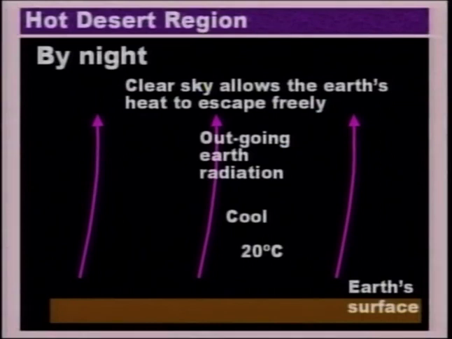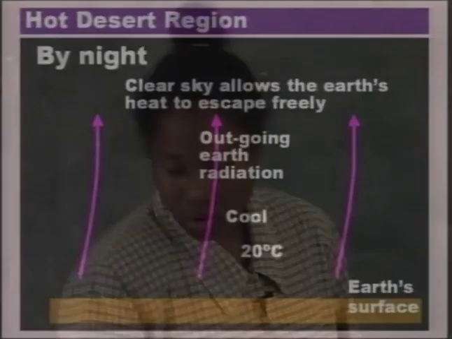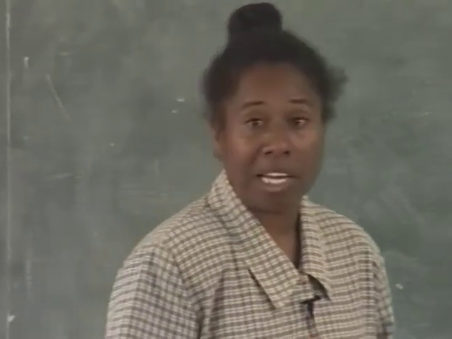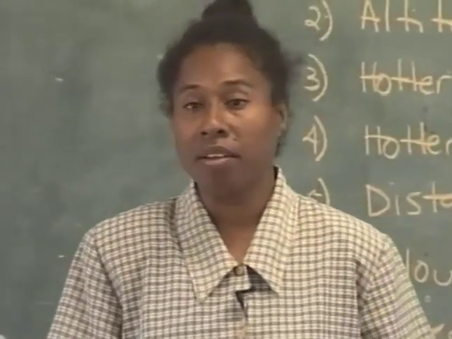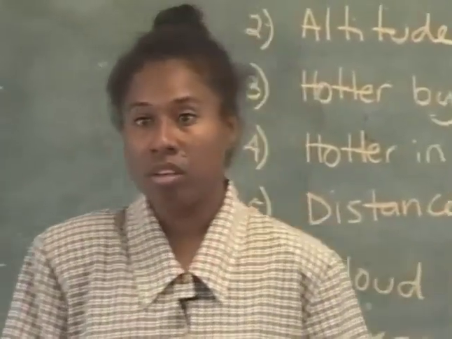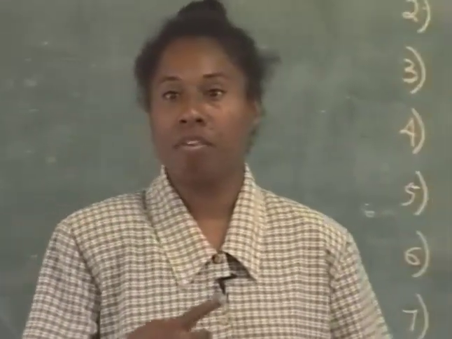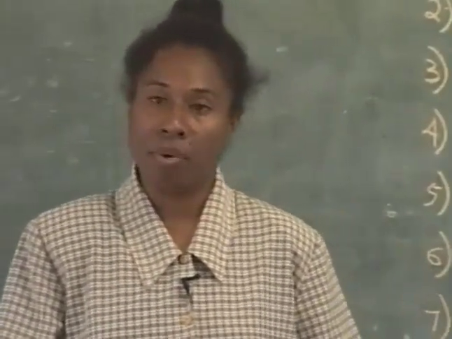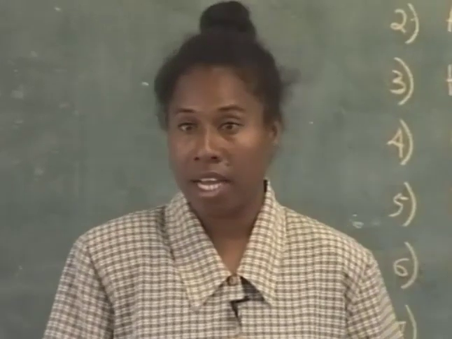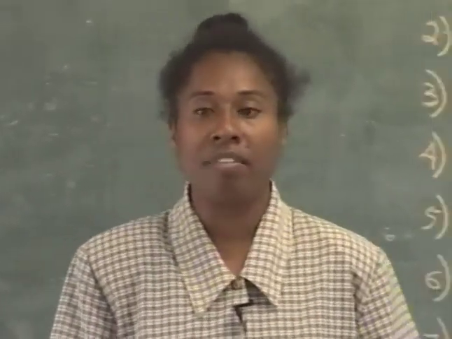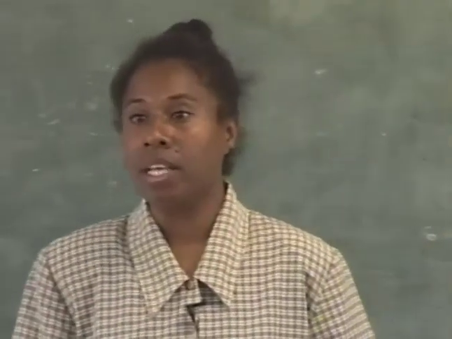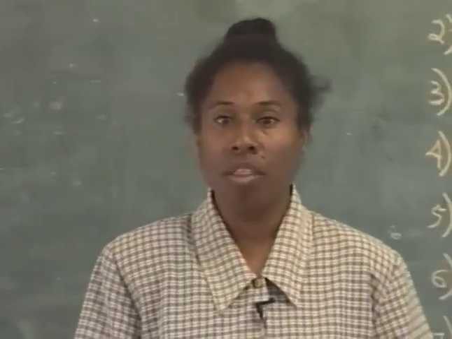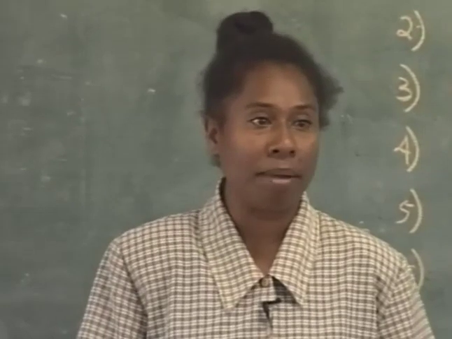So when we look at cloud cover, generally, cloud cover can contribute to variation in temperature. Where there is a lot of cloud, it prevents the heat from escaping. Therefore, the temperatures tend to be warmer or hotter. And where there is no cloud cover, most of the heat is radiated or escapes back to space. Therefore, the place is a little bit cooler.